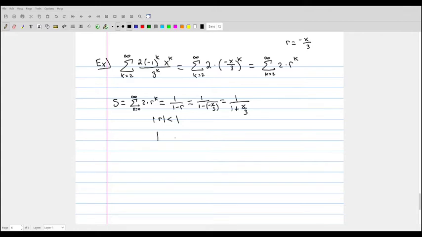This also tells us where it converges in x, right? The absolute value of r is less than 1, which is the absolute value of negative x over 3 is less than 1, which means the absolute value of x is less than 3, or x is between negative 3 and positive 3. So this equality right here is only valid when the absolute value of r is less than 1, or when the absolute value of x is less than 3.